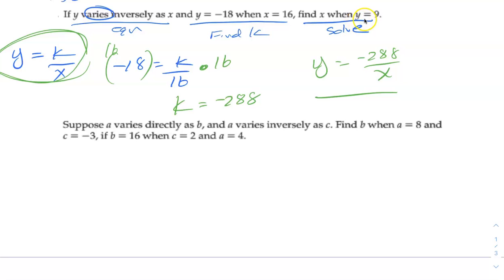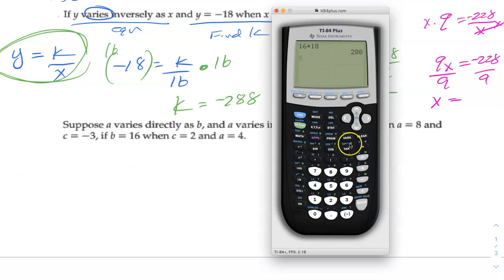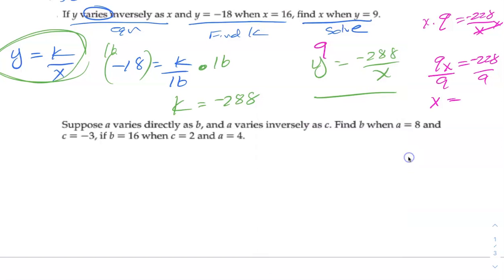Find x when y equals 9. So y is 9, I've got to find x. So I have this equation: 9 equals negative 288 over x. Well, what I'm going to do here is multiply both sides by x. So they cancel and you get 9x equals negative 288, then divide by 9. It's probably going to be some decimal, but look, I have it in my calculator. So 32, because I can't divide. Negative 32. And there we go.